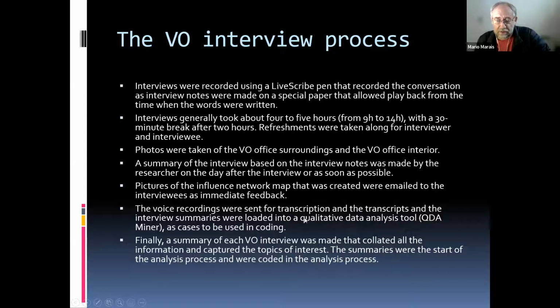And it took me 3 months to do a qualitative data analysis using QDA Miner and thematic mapping to pull the topics out of this. So this is a mountain of data, which to this day I'm still doing something with. And then a summary of each interview was made that collated all the information. And my PhD actually contains an 80-page addendum. That's just all the summaries of the conversations. And so the summaries were the start of the analysis process.